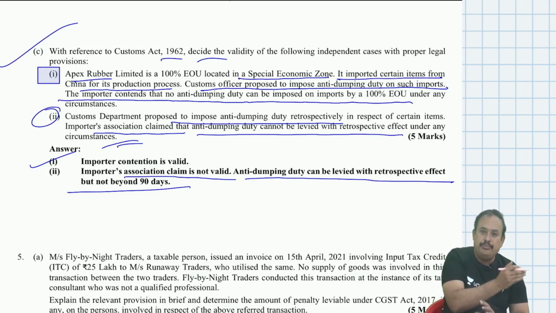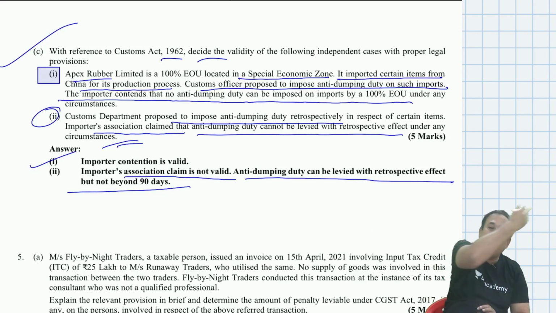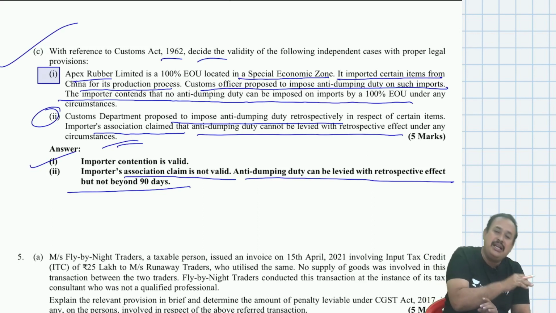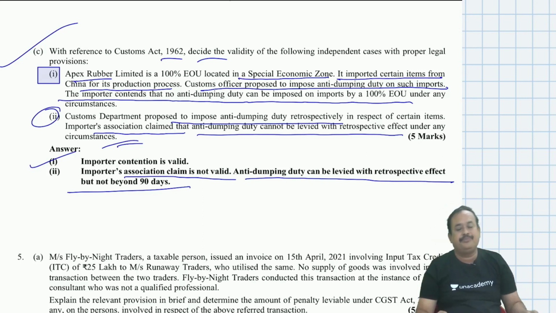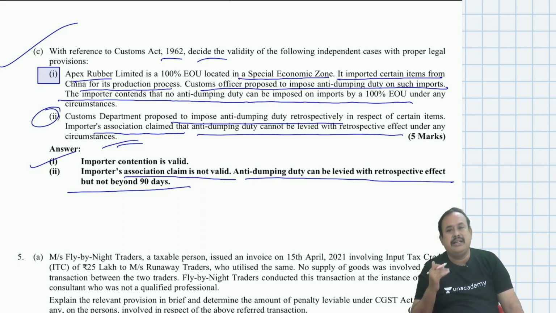From today, 90 days, not beyond 90 days. So, retrospectively, anti-dumping duty can be levied not beyond 90 days. Prior to 90 days from now, they can impose from prior to 90 days. I mean to say, within 90 days prior from this date.